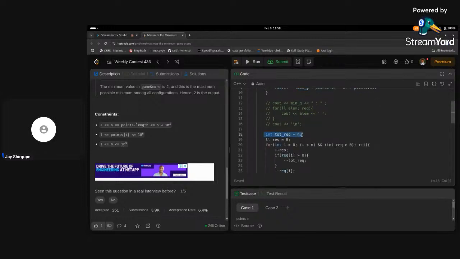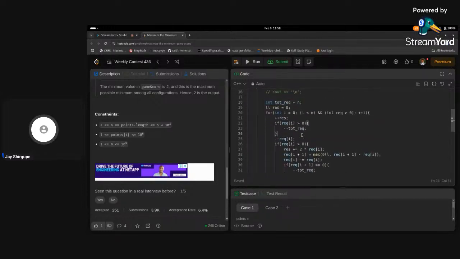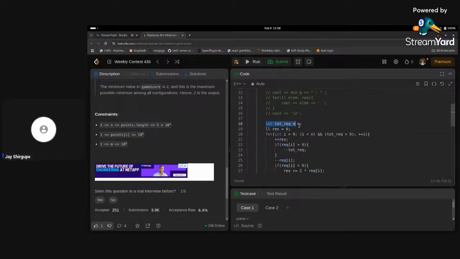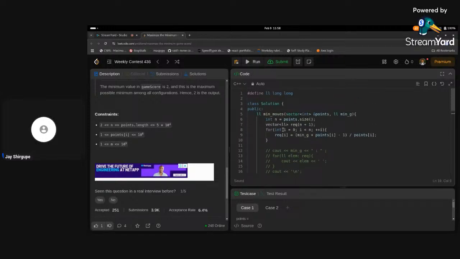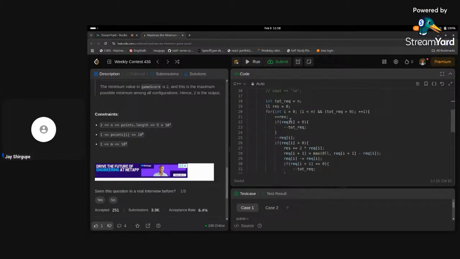And then this is dealing with a few edge cases. So first you take a total required, basically how many non-zero elements you have in your required array, and res is basically how many times you have performed your operations. Then iterate from 0 to n minus 1 and also maintain that total required is greater than 0.